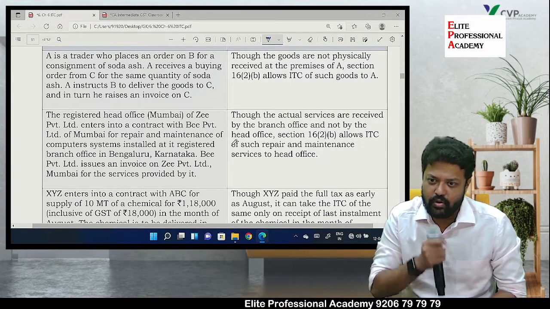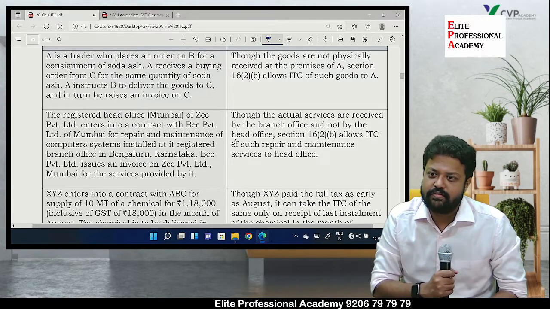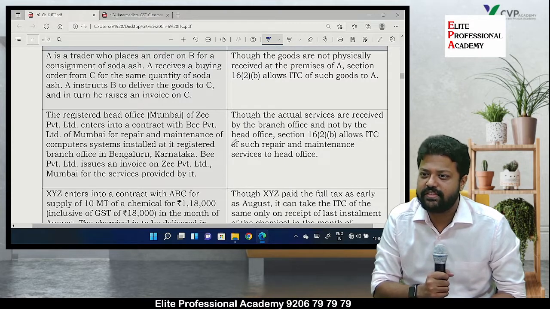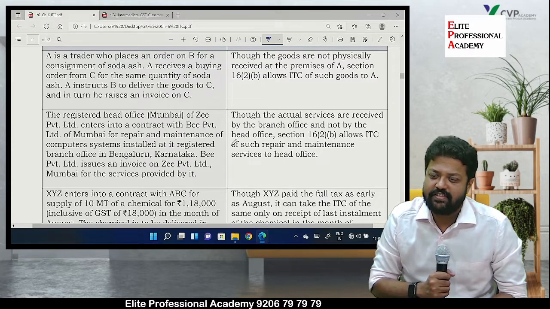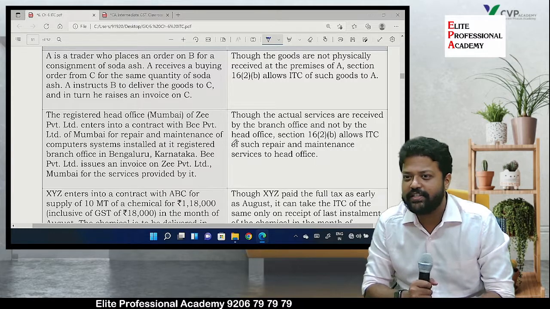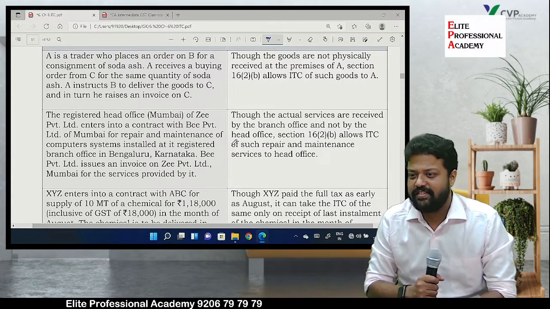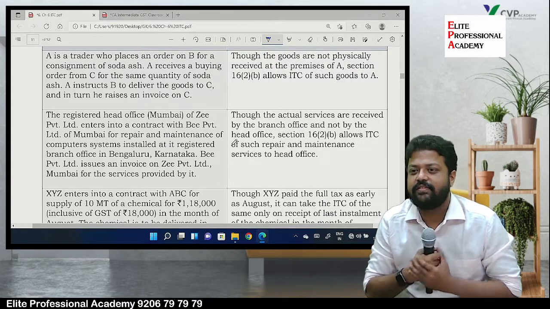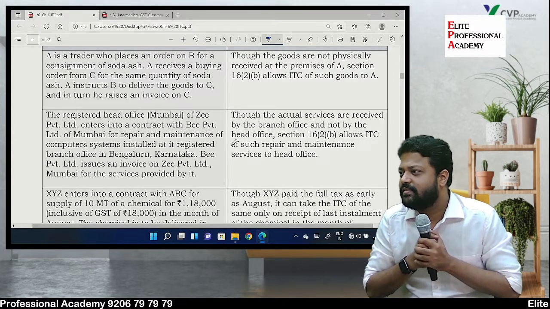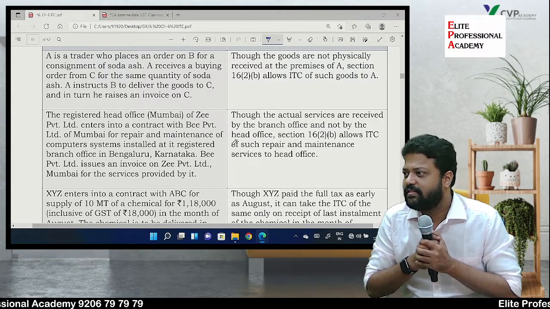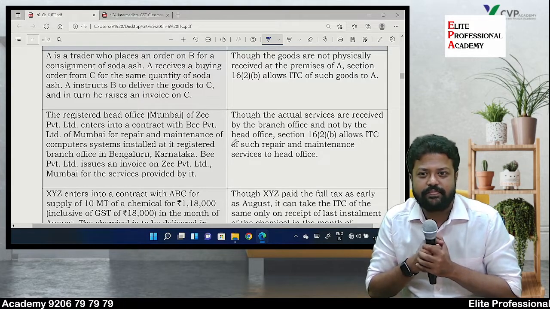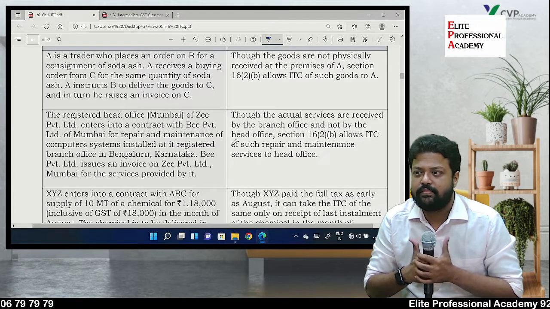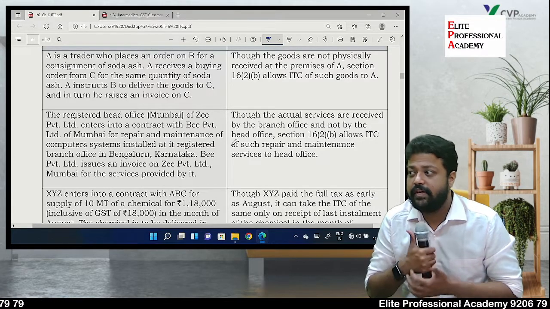Yes or no? Allowed? Why allowed? Whether Z has received any physical goods or services. Services are received by Bengaluru, Karnataka, different GST number. Anyone can answer this question properly. Yes.